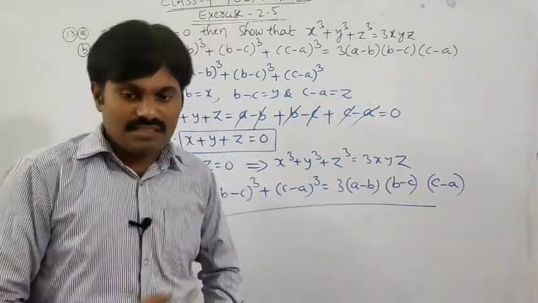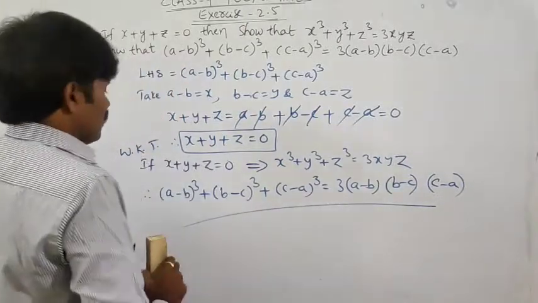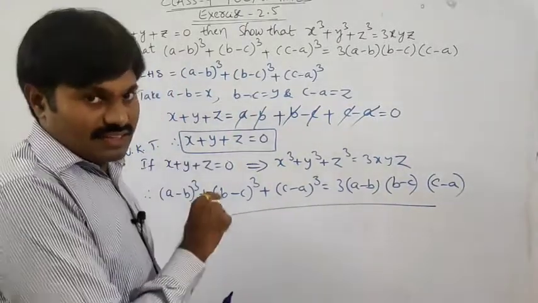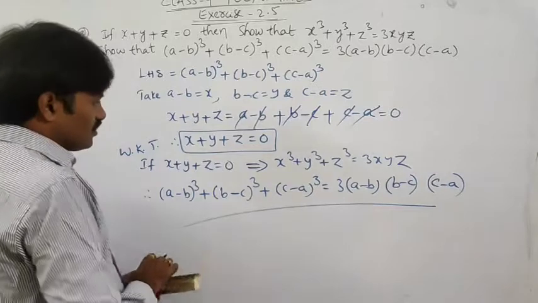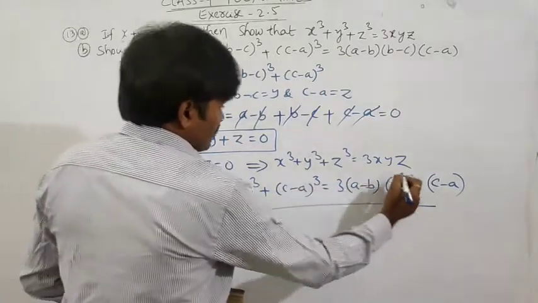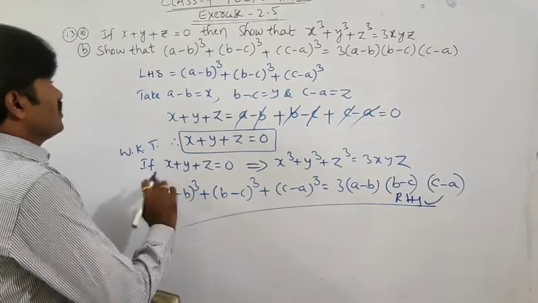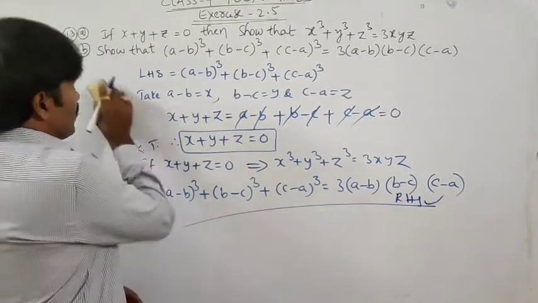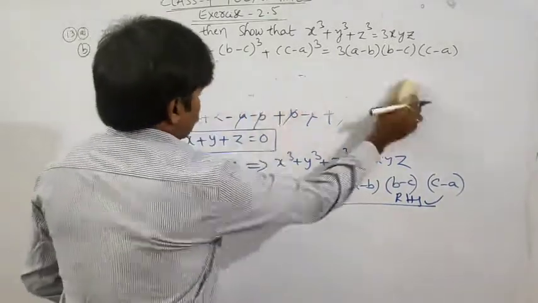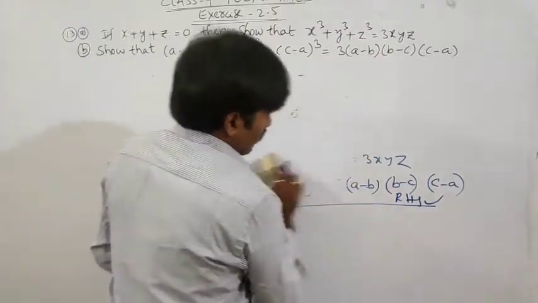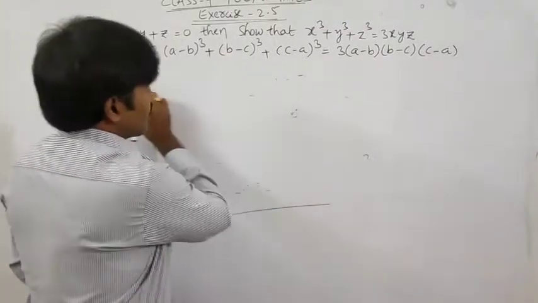Similarly, we can take numbers also. See, for example, you pause and write the solution. Okay, so here we got RHS. So LHS is equal to RHS, hence shown. So I am taking one more problem based on this using numbers, okay, for clear understanding.